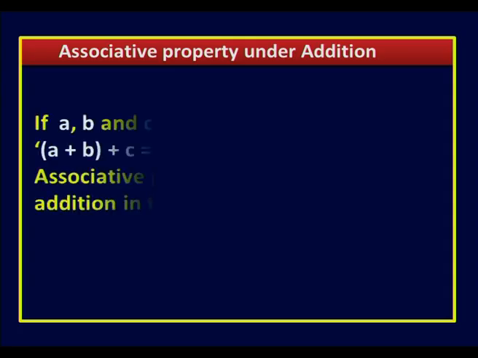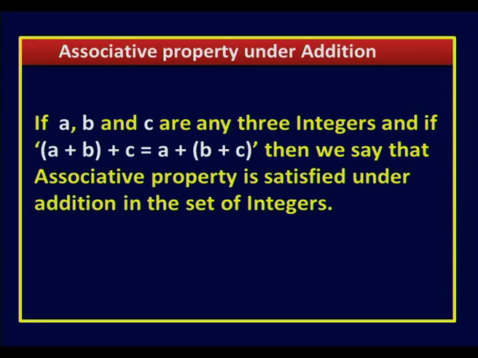So, children, we have seen what is meant by associative property. What I want you to do is, you pick any 3 integers and try the same property, okay, and see whether it satisfies or not, and definitely you will conclude that the property holds good for any 3 integers. Now, let us see what the property is. Associative property under addition. If a, b and c are any 3 integers, and if a plus b within brackets plus c is equal to a plus of b plus c, then we can say that associative property is satisfied under addition in the set of integers.